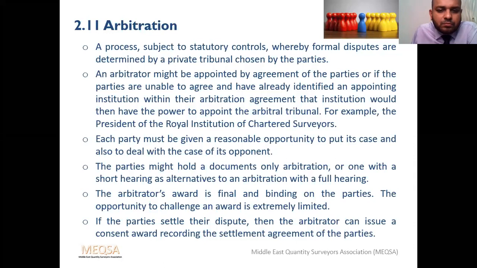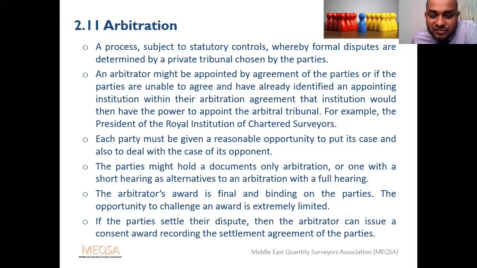Then each party must be given a reasonable opportunity. If you didn't get a reasonable opportunity, you can challenge the arbitrator's decision. The parties might hold a documents-only arbitration, or one short hearing as an alternative to the full hearing. Again, both should be treated in a similar manner.